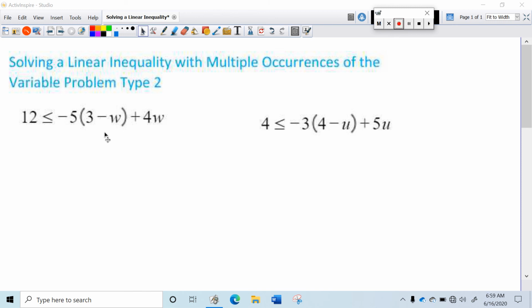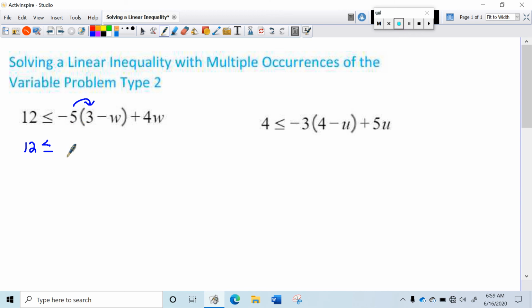Anytime you have parentheses in algebra and you're solving either an equation or an inequality, your first step is to get rid of the parentheses by multiplying. So everything else is going to stay like it is in the problem for now. So bring down the 12, bring down the less than or equal. Now you've got the parentheses, so you multiply.